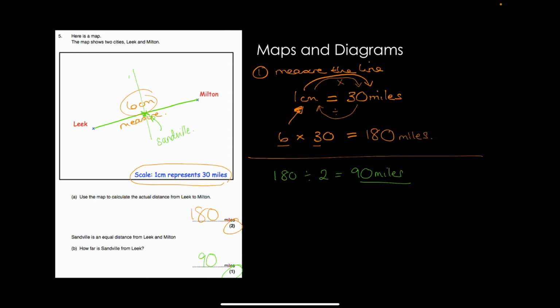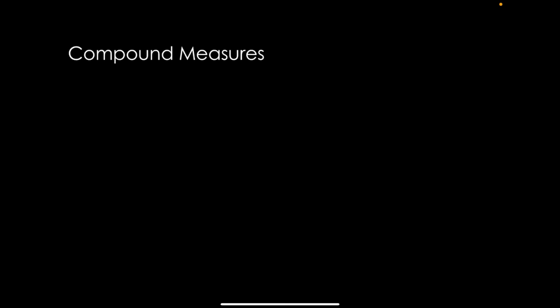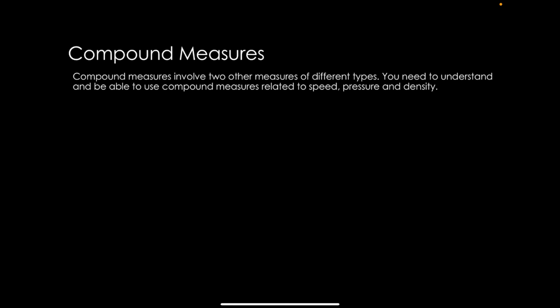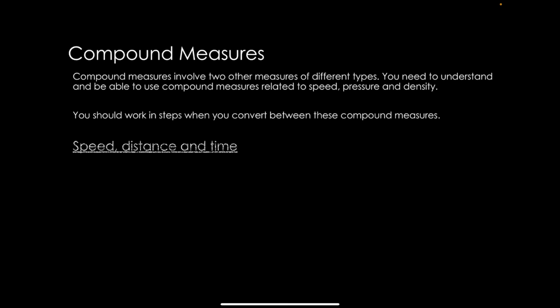We're going to have a quick look at compound measures now. Compound measures involve two other measures of different types. You need to understand and be able to use compound measures related to speed, pressure and density. When I say speed, I mean speed, distance and time. You need to work in steps when you convert between these measures. So first of all, let's look at speed, distance and time. That's your first one. Then you've got another one and then one more. We'll go through them as we get there.